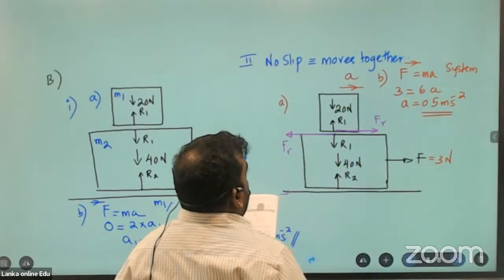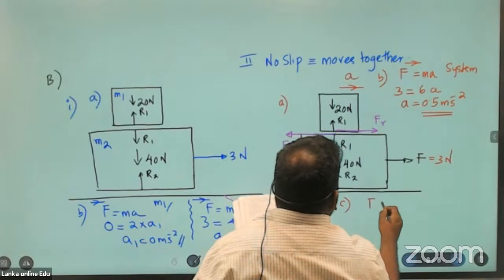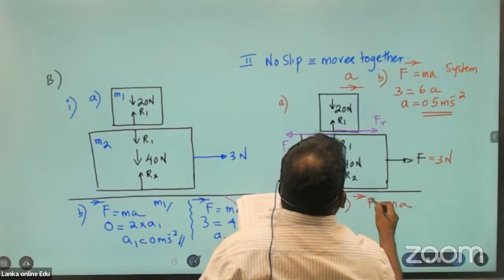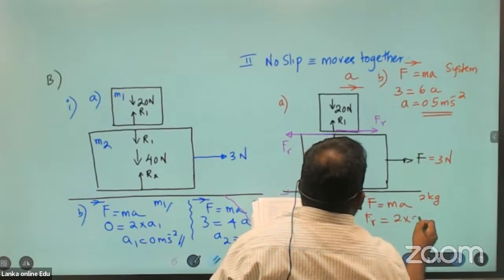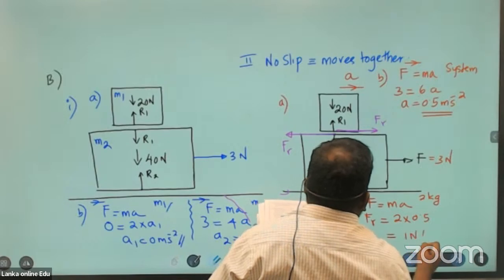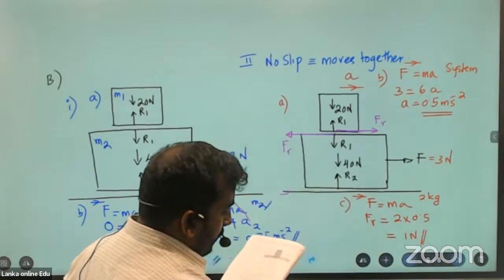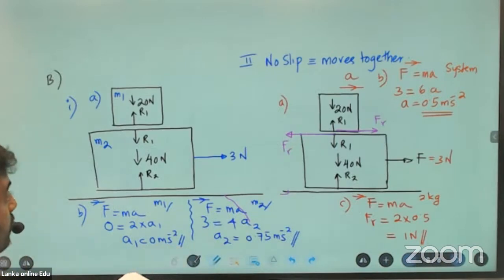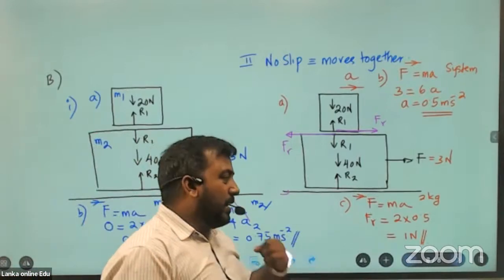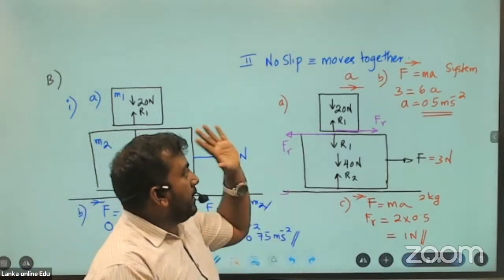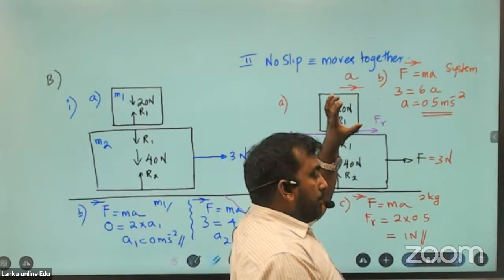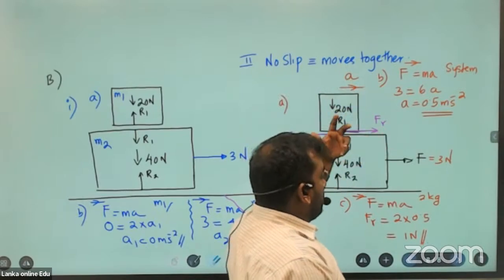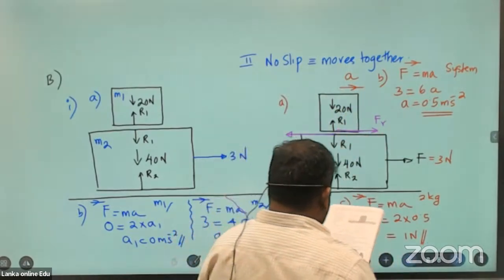Next, find the magnitude of the frictional force. Let me apply F equal MA on the 2 kilogram mass. Friction equals 2 times acceleration 0.5. Friction force is going to be 1 Newton. There you go. Roman 2 part A, B, C. So these are very basic, simple work. Nothing to think much. Directly apply, you have your answer. No slip means they move together. That means they have the same acceleration.